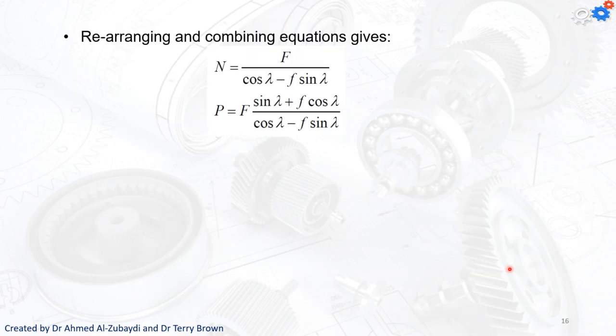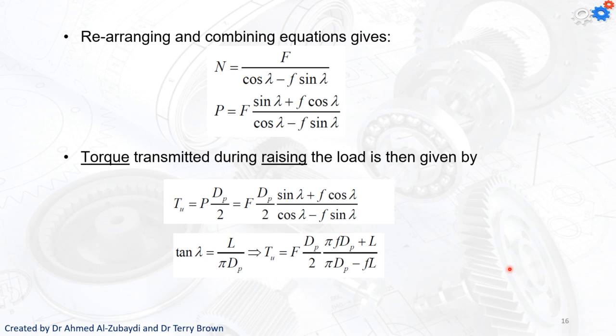Okay, so by rearranging and combining the equations, N is going to be equal to the load divided by the cosine of lambda minus the coefficient of friction multiplied by the sine of lambda. And the force required P is going to be equal to that force multiplied by the sine of lambda plus the cosine of lambda multiplied by F, divided by the cosine of lambda minus the sine of lambda multiplied by F.